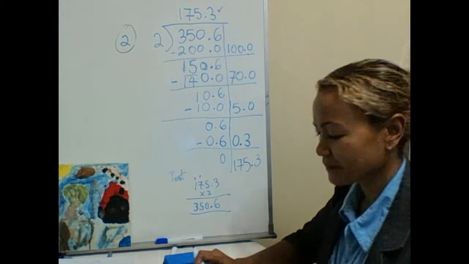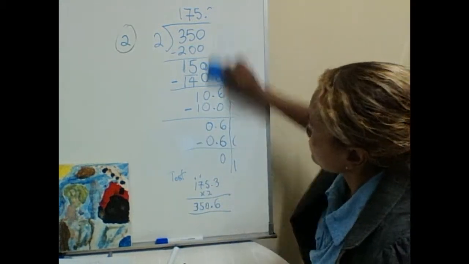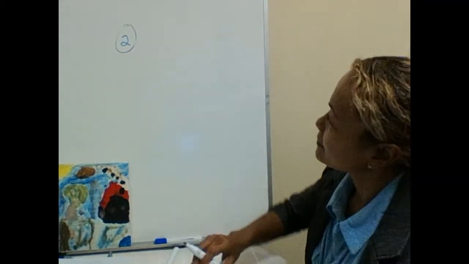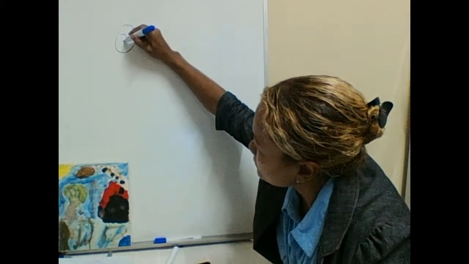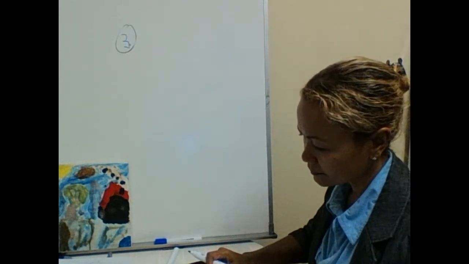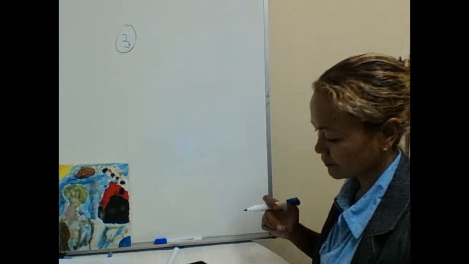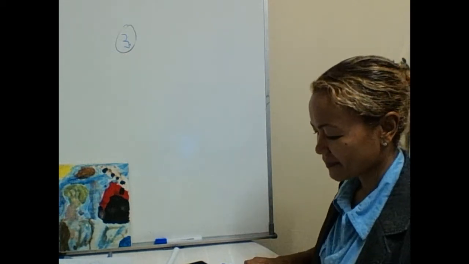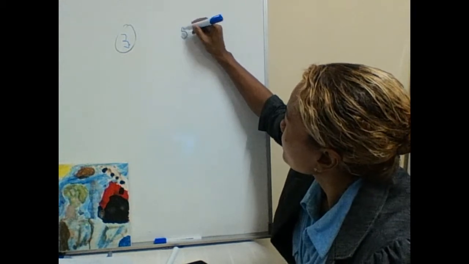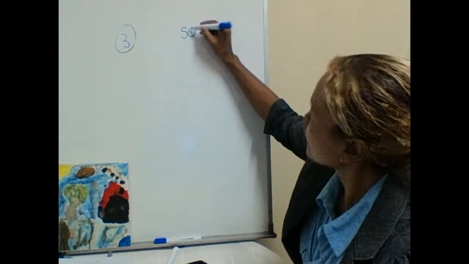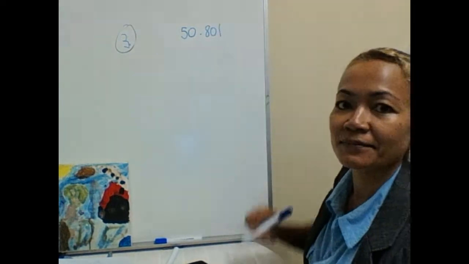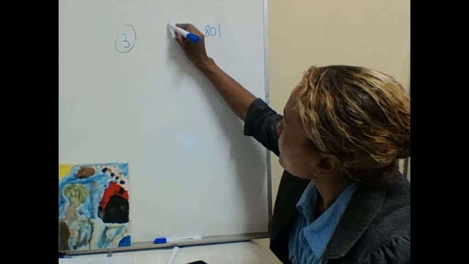On to the third one. Okay, the third one. 50.801 divided by 5.